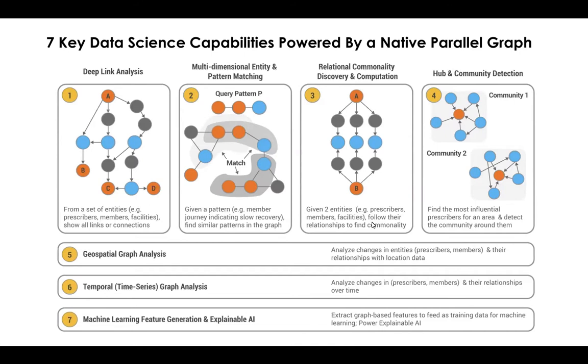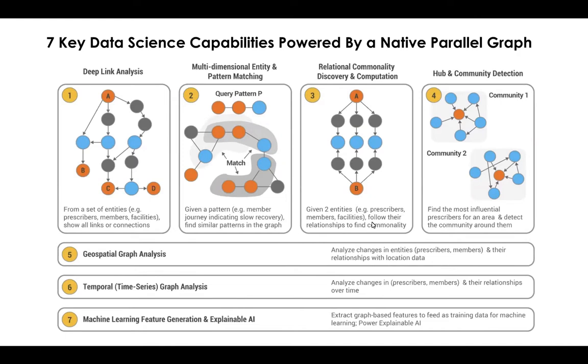And the next part is the multi-dimensional entity and pattern matching. This capability really means that, given a pattern, you can find similar patterns in the graph. You can search the graph for all the occurrences of the pattern that you are first provided. So a native parallel graph like TigerGraph can really find these kinds of patterns very quickly, often in real time. These are for use cases, for example, to find customers who are likely to churn or are ready to buy the next product or service, and also the members and patients who are suitable for a specific type of drug or product.